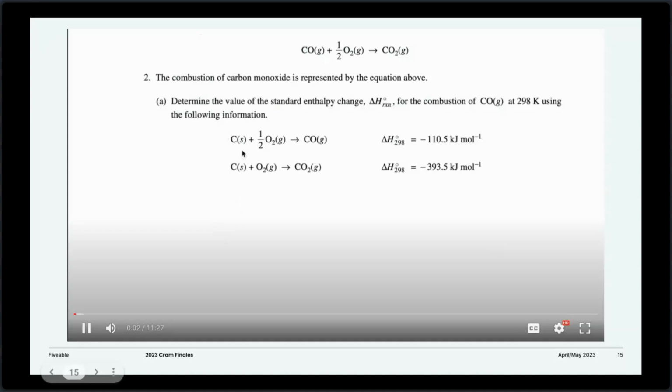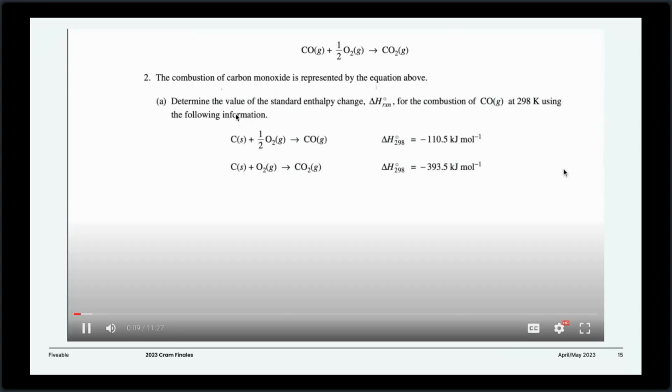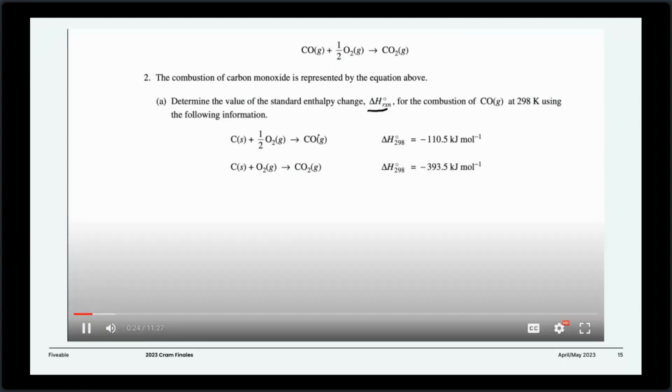Let's look at this FRQ question. It says that the combustion of carbon monoxide is represented by the equation above, and question A asks us to determine the value of the standard enthalpy change, that delta H of the reaction, for the combustion of carbon monoxide in the gaseous form at 298 Kelvin using the following information.